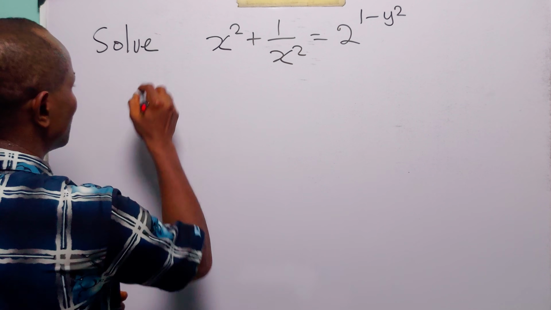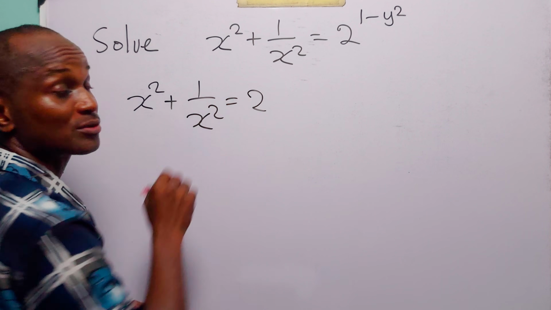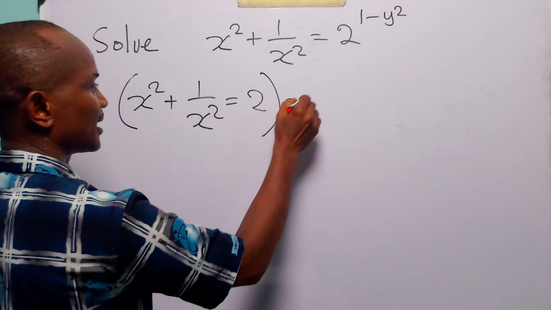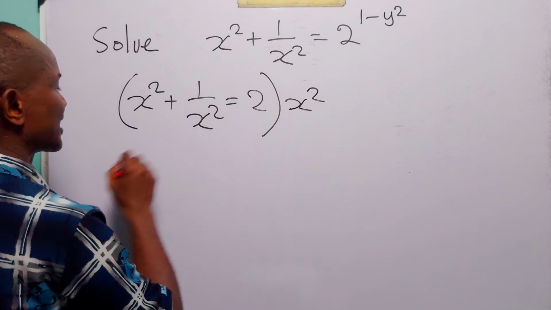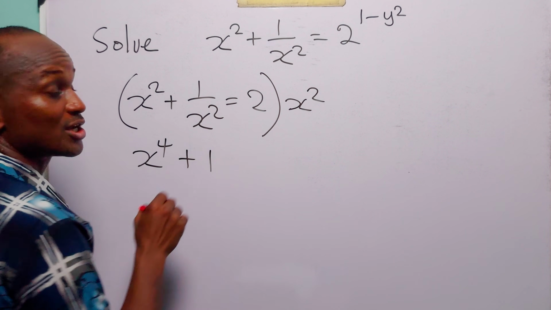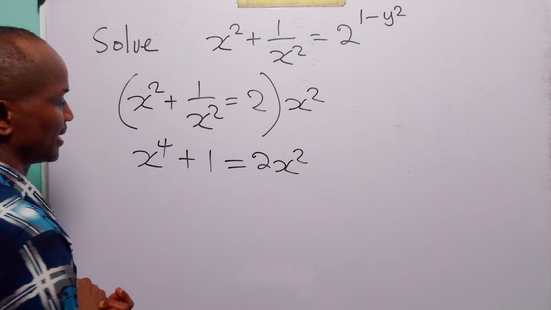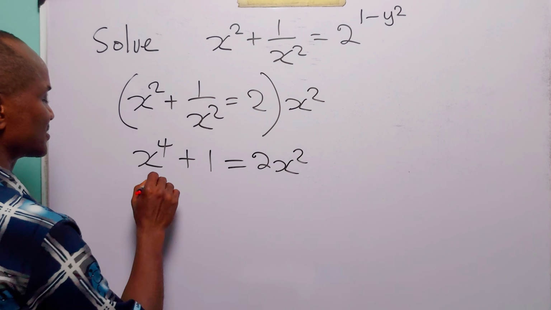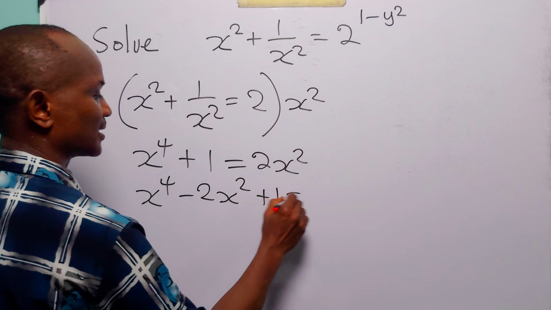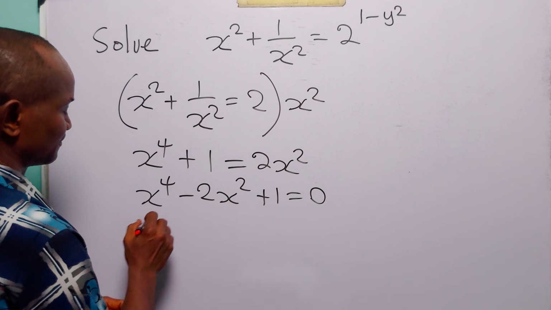Now, from the first equation, we have that x squared plus 1 over x squared is equal to 2. To get rid of this fraction, we multiply through this equation by x squared. X squared times x squared is going to give us x to the power 4. 1 over x squared times x squared is going to give us 1. And of course, 2 times x squared is going to give us 2x squared. Rearranging this equation, we have x to the power 4 minus 2x squared plus 1 is equal to 0. Now we can solve this equation by factorization.